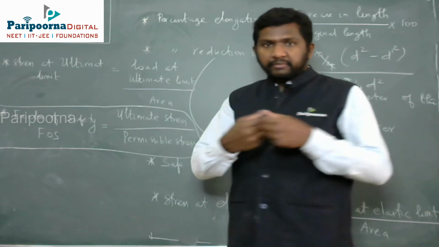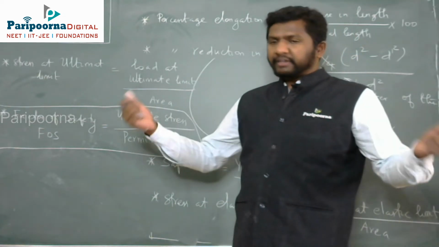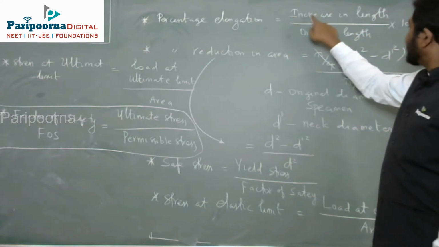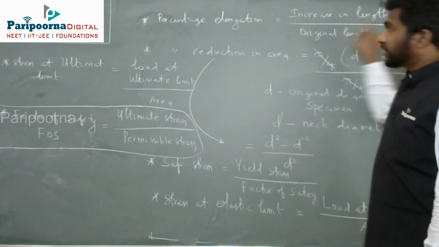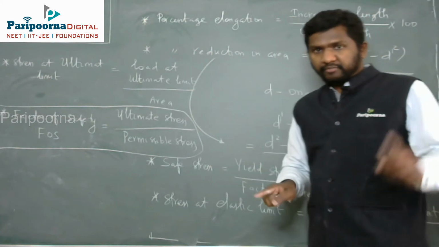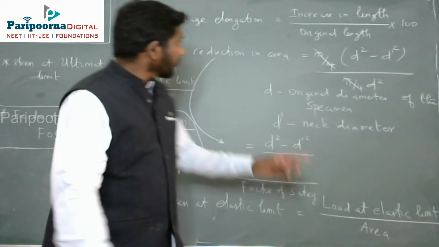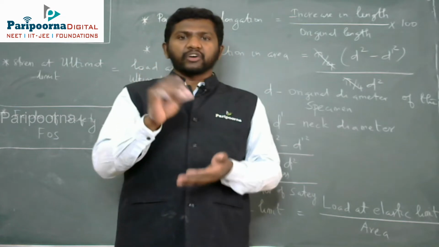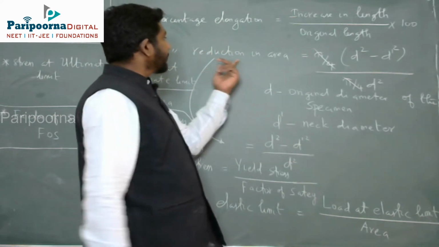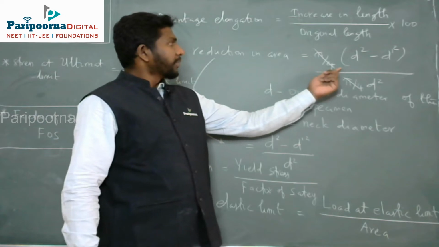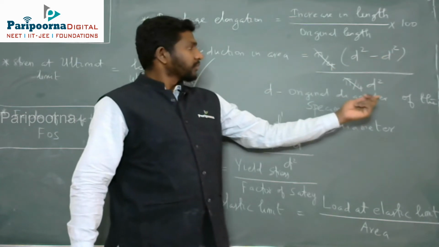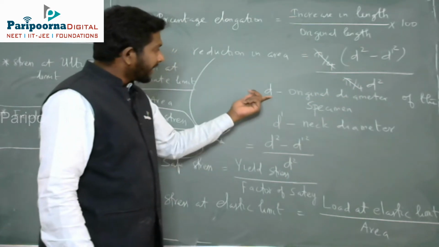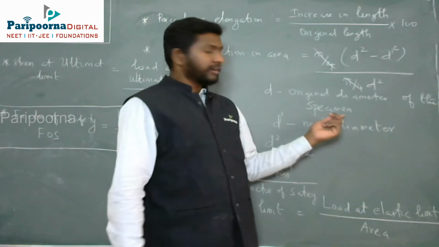Because it is subjected to tensile loading, the length will increase. So you can calculate percentage elongation by using this formula: increase in length over original length times 100 will give percentage elongation. This is the first formula. Second formula, percentage reduction in area. If the length is increasing, you know this is a cylindrical component, so the diameter will decrease. So you can calculate percentage reduction in area, which is pi by 4 d square minus d dash square divided by pi by 4 d square. Here you can cancel pi by 4, and small d is nothing but the original diameter of the specimen.